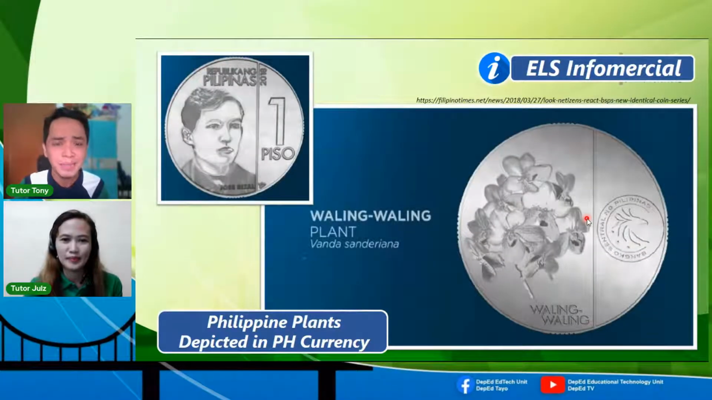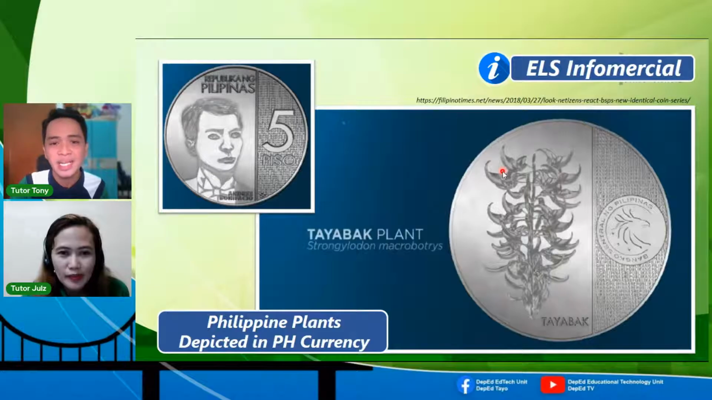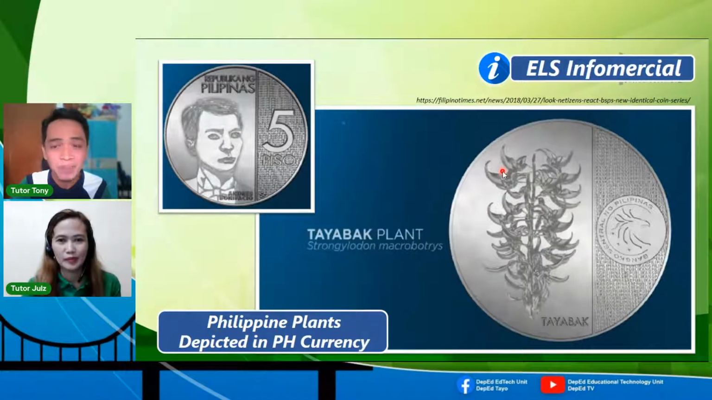Siyempre kung may animals, may plants din sa ating series ng mga coins, mga barya-barya natin. Ayan, sa ating 1 peso, feature ng ating waling-waling plant. Dapat ito raw yung Philippine national flower natin kasi ito talaga endemic sa Pilipinas. With the scientific name, ayan, Vanda sanderiana. We also have for 5 peso naman, the tayabak plant. Pero sa mga coins ng mga ka-ELS, hindi nakalagay yung scientific name. So siguro mahirap na yun i-engrave.